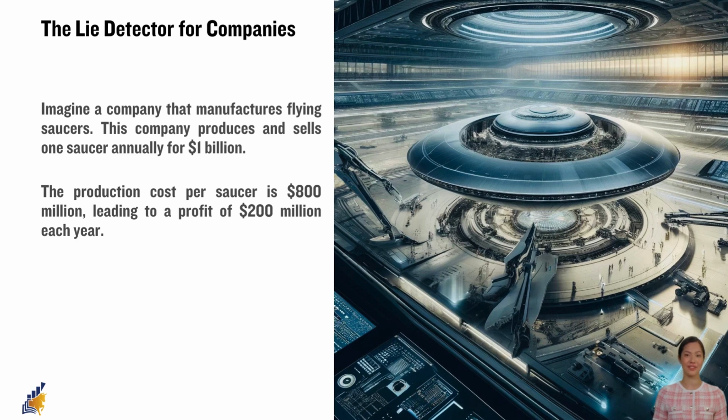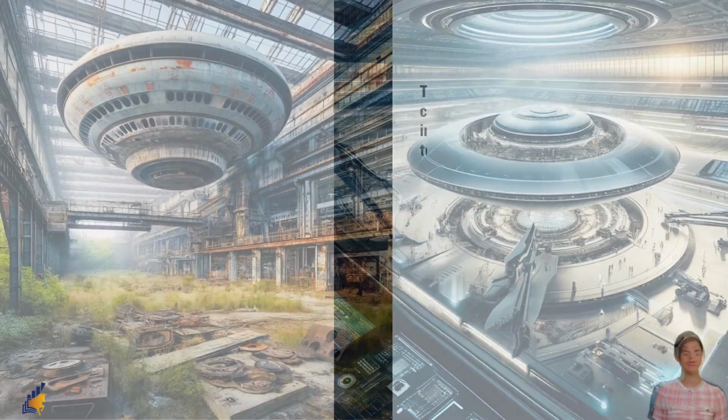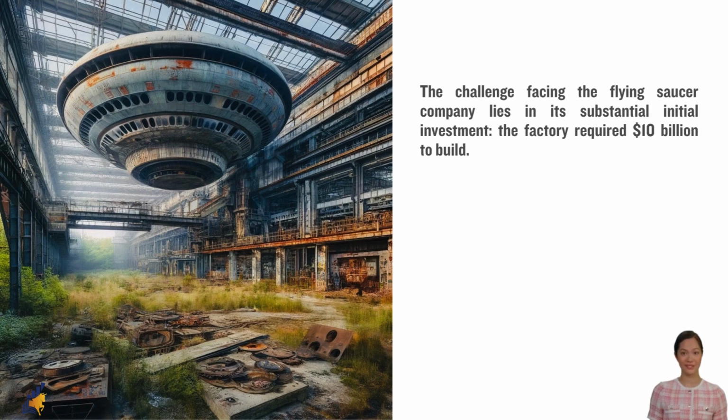This results in a profit margin of 20%, which is notably higher than the average profit margin of companies listed in the S&P 500 index. As we discussed previously, such high profit margins typically indicate a robust business. The challenge facing the flying saucer company lies in its substantial initial investment. The factory required $10 billion to build.